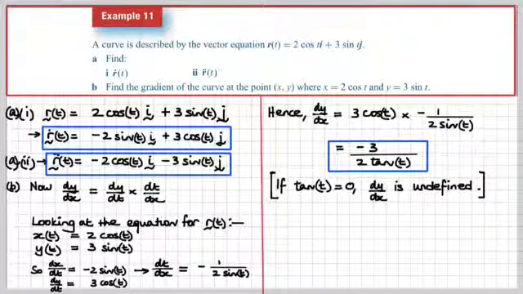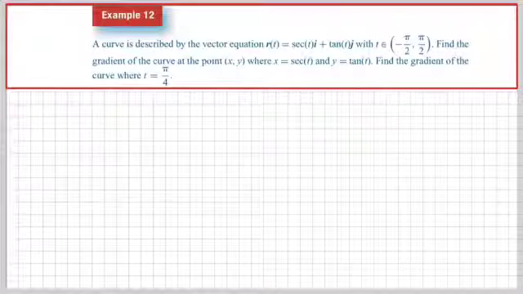Now, I've just added a little PS there: if tan t was 0, of course we'd be in serious trouble, wouldn't we? And dy/dx would be undefined. But you don't have to say that. You don't have to say that. I'm just saying it for the point of completeness.